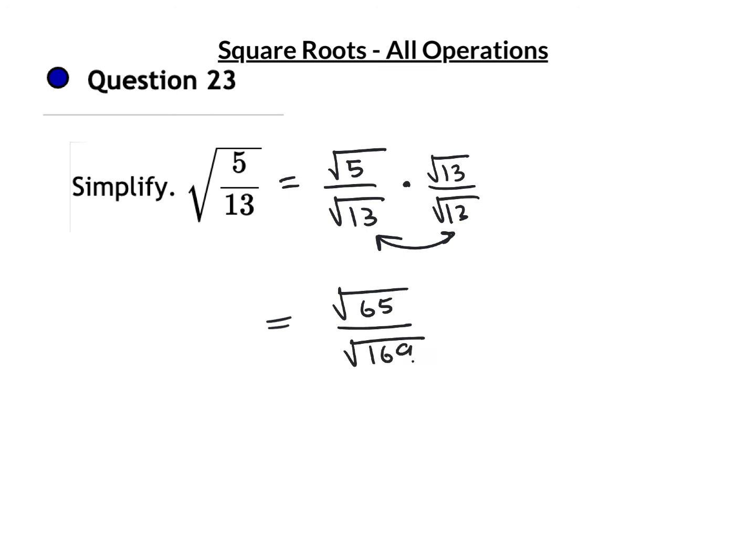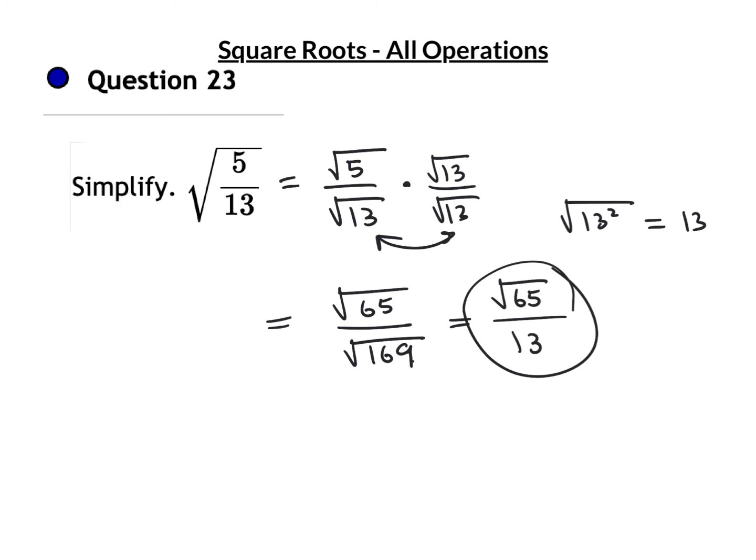169. Now, I didn't need to multiply 13 times 13. I could have just written that as root 13 squared, which is going to be 13. The square root of 169 is 13, just like root 13 squared is 13. My answer then is the square root of 65 over 13.